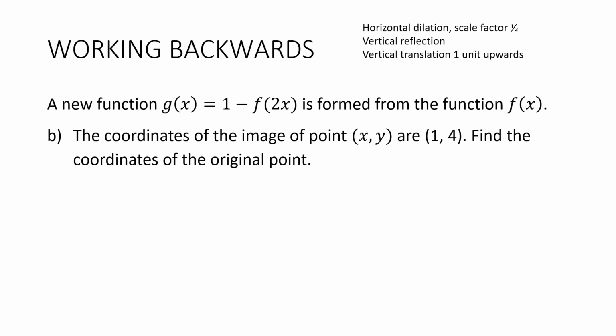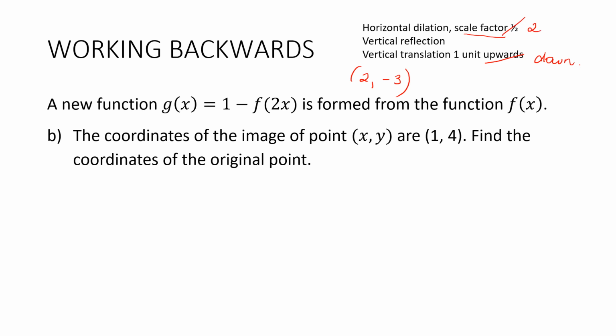All right, so up here I have the transformations that the point went through. And you might notice that this is the answer to the previous question. So we're trying to get back to the original point, which was (2, -3). So what we're going to do is go through these transformations in reverse order. And a vertical translation 1 unit upwards is going to become downwards. And scale factor half is going to become scale factor 2.